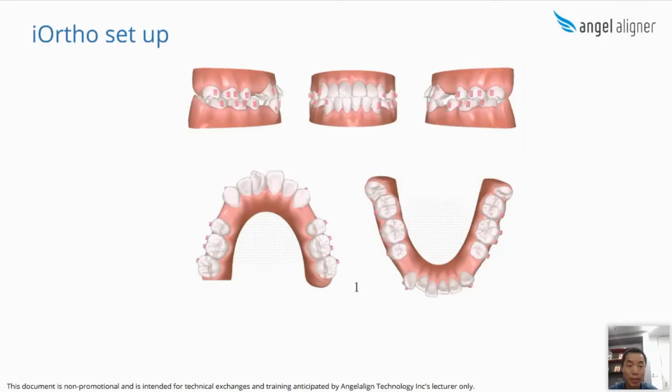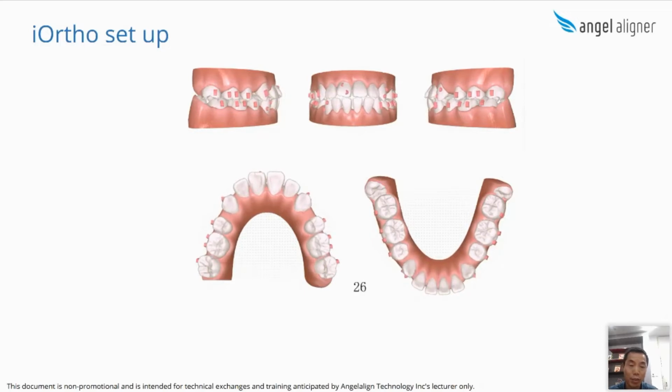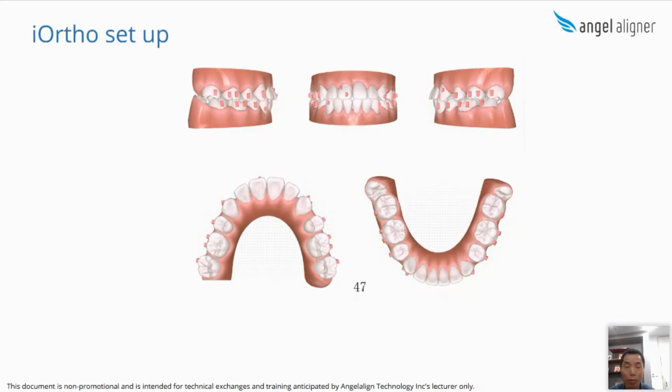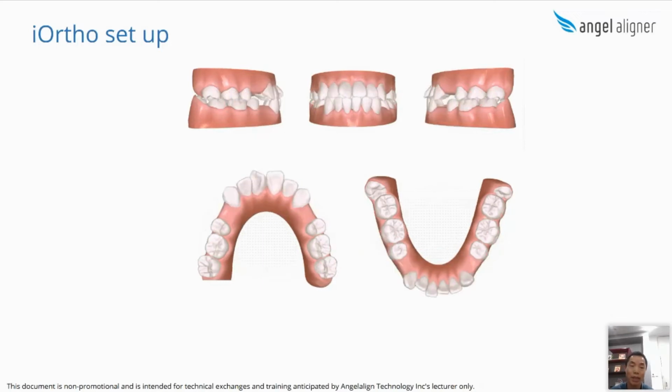Let's see the IOSO setup. This kind of case needs more aligners to correct. So an extraction case is one of the most difficult cases for clear aligners.